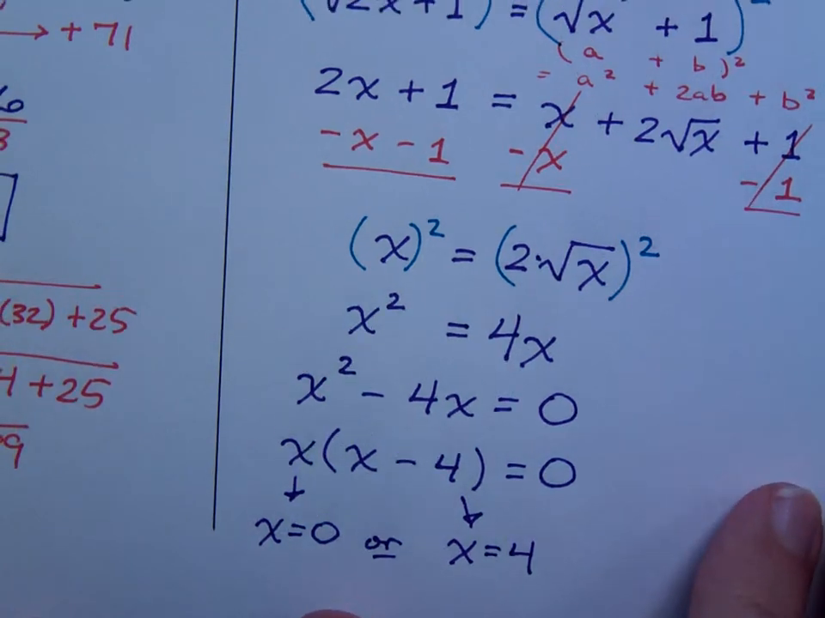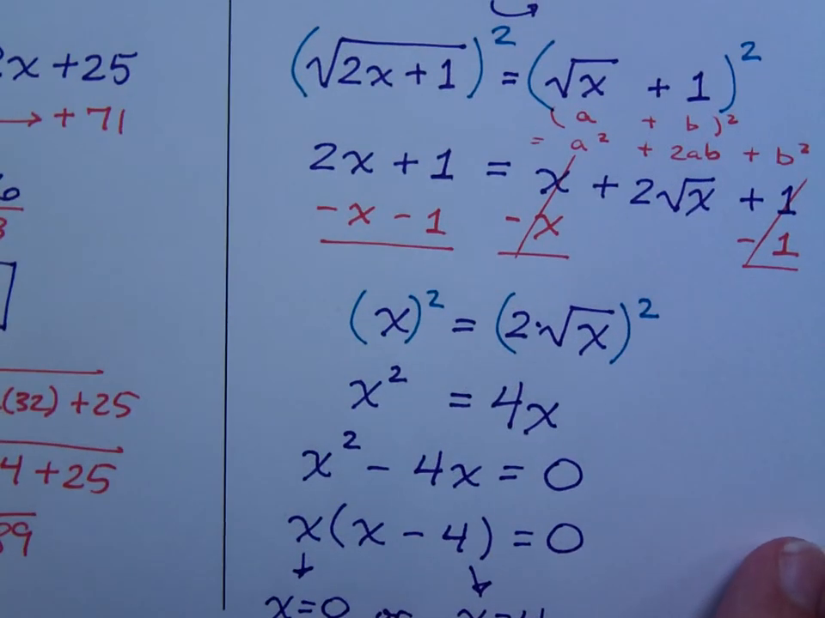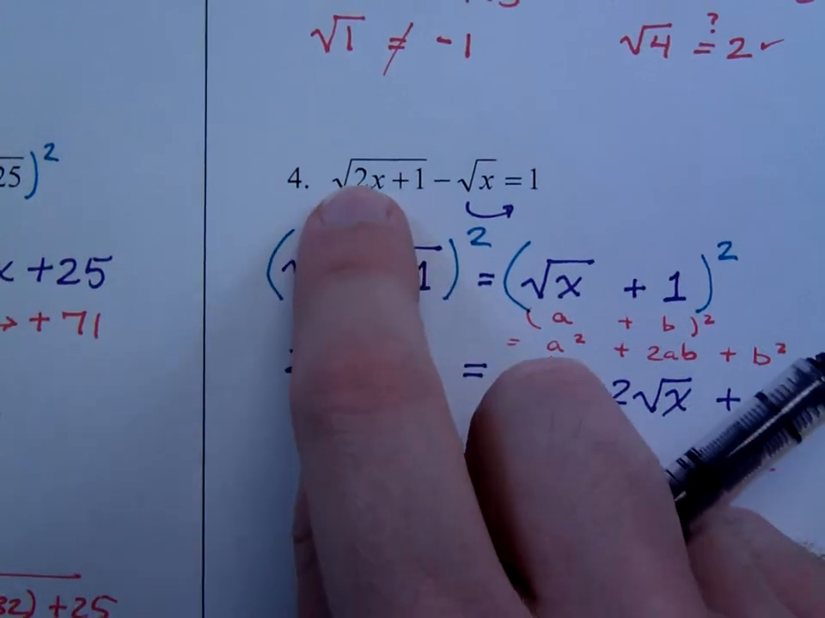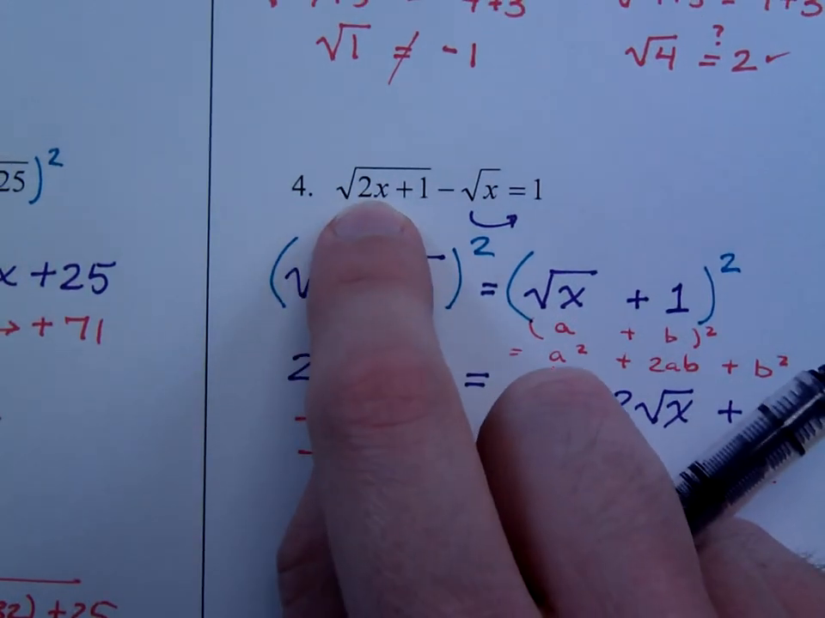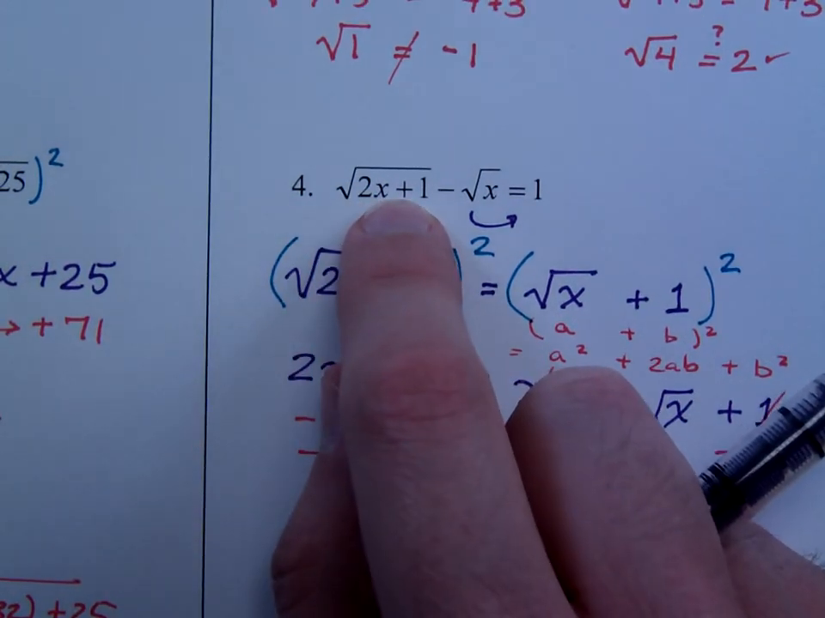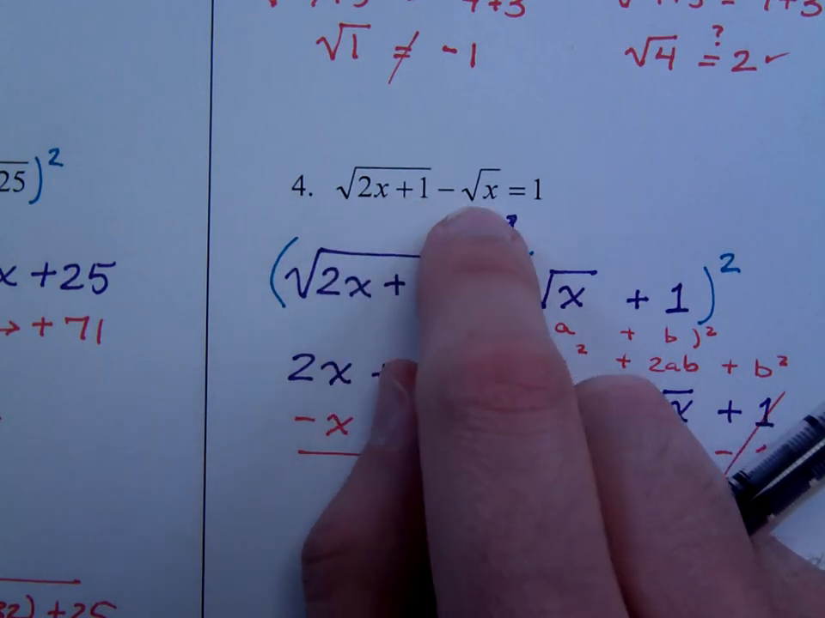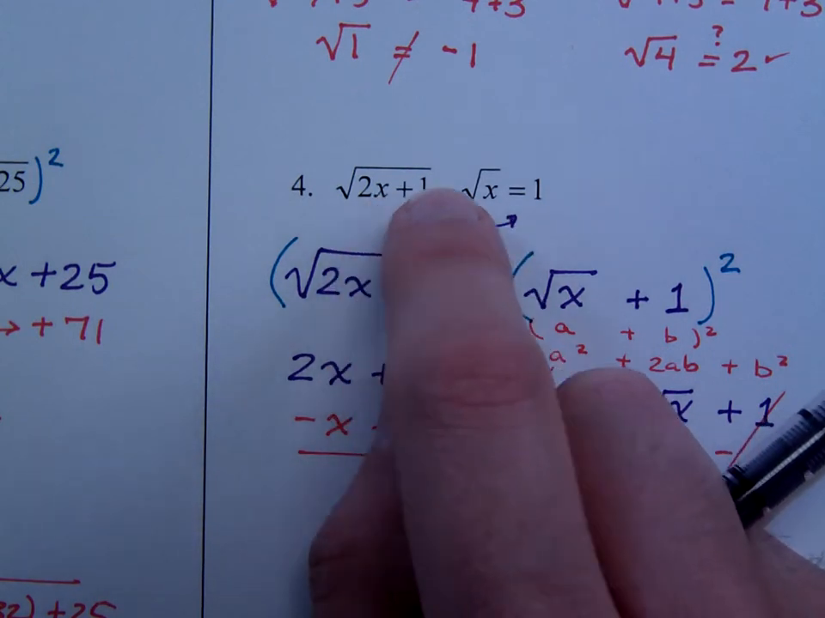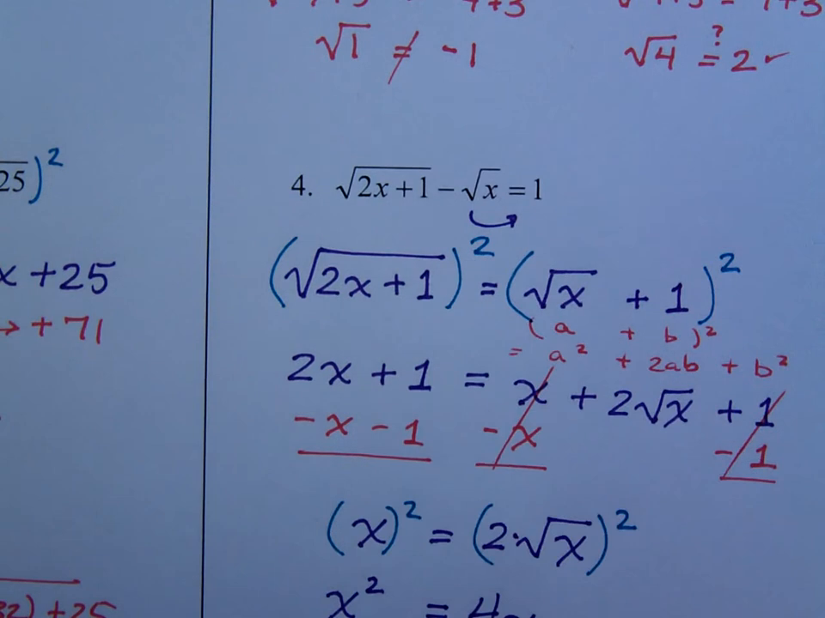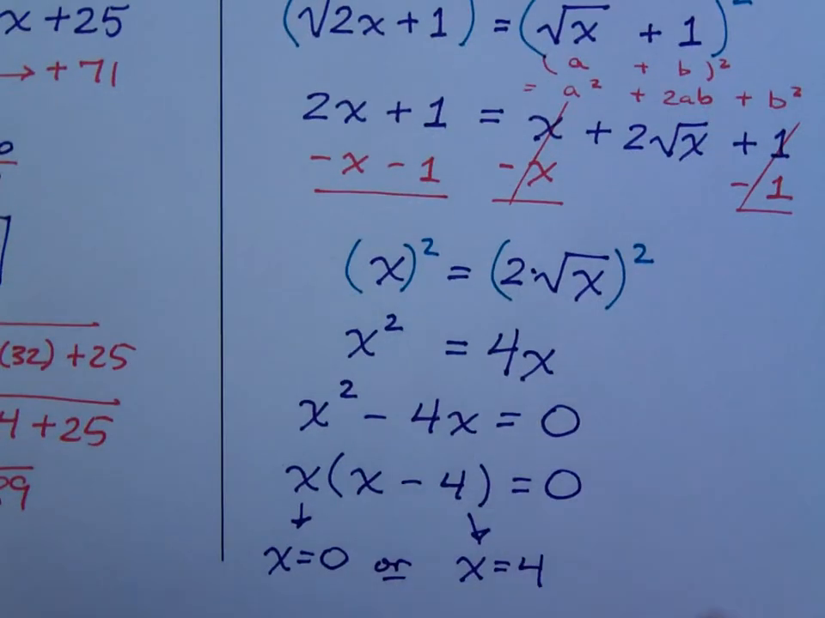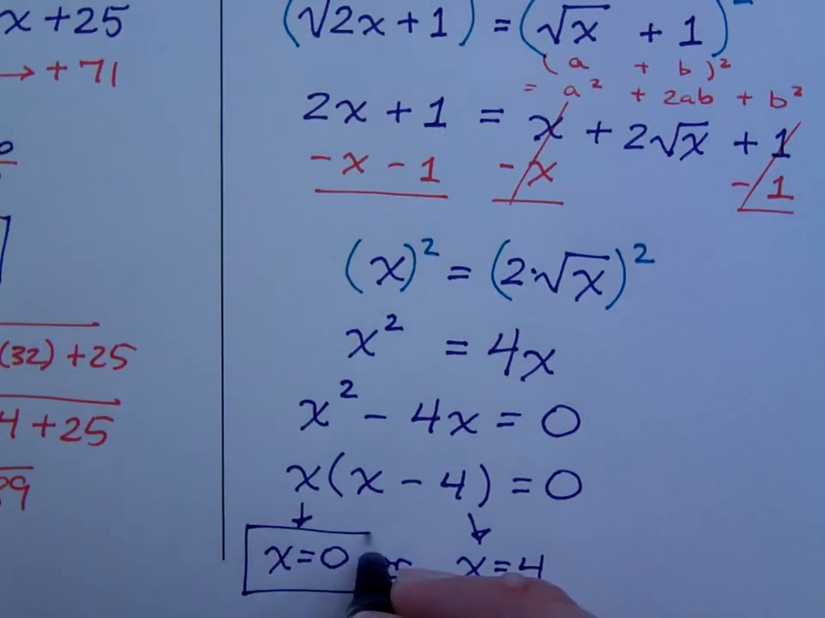So let's go back up here and check this. If I check 0, 0 is actually pretty easy to check. So plug in 0 right here. That's 0 plus 1, so that's 1. What's the square root of 1 minus the square root of 0? Well, that's 1 minus 0, which is 1. So I know that x equals 0 is true.